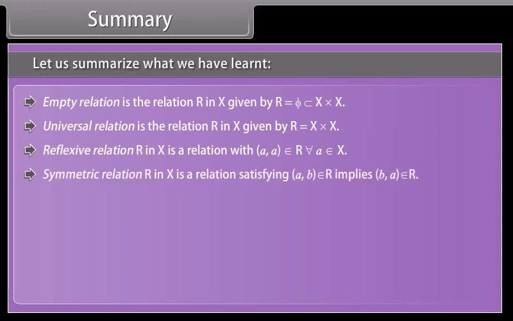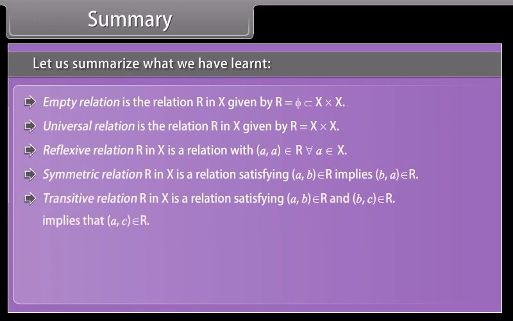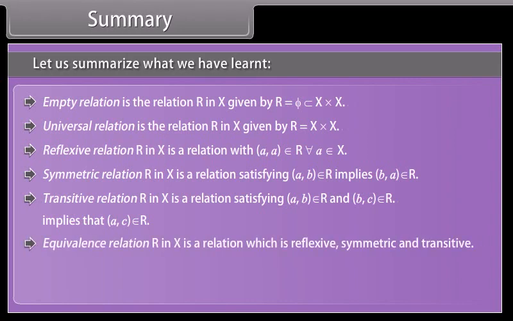Symmetric relation R in X is a relation satisfying (a, b) belongs to R implies (b, a) belongs to R. Transitive relation R in X is a relation satisfying (a, b) belongs to R and (b, c) belongs to R implies that (a, c) belongs to R. Equivalence relation R in X is a relation which is reflexive, symmetric and transitive.